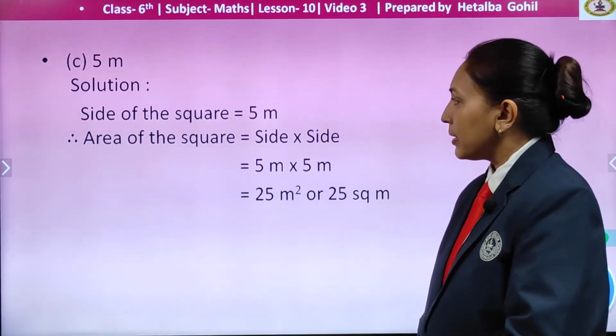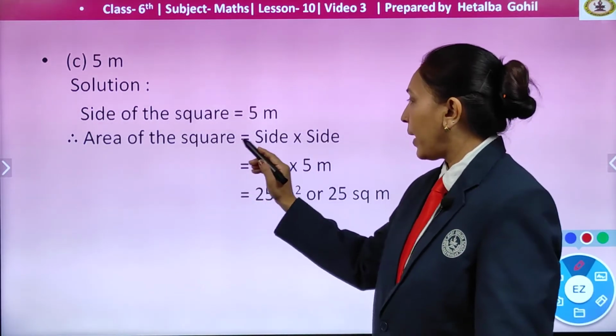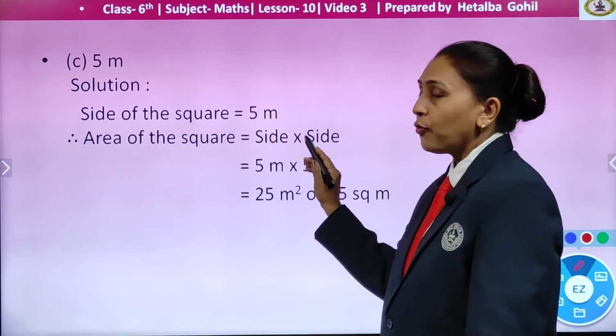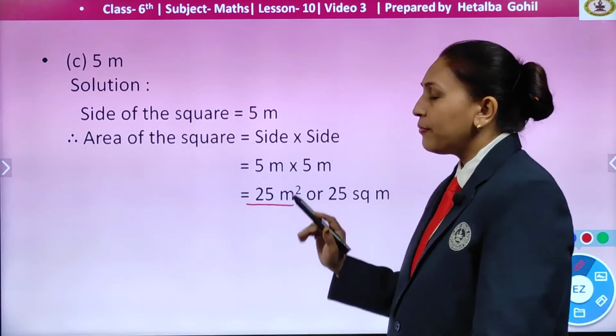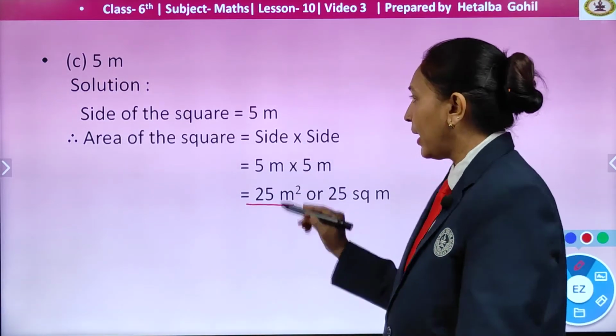Next, 5 meter. So to find the area of the square, the formula is side into side, so 5 meter into 5 meter, we get 25 meter square as the area.